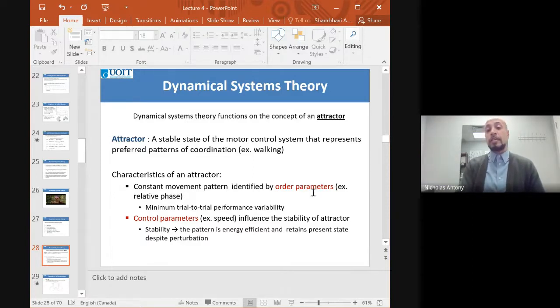And then instead of using the term parameters for the external environment in that situation, they would describe parameters as the control parameters in dynamical systems theory.